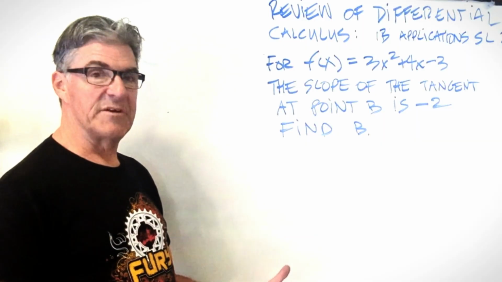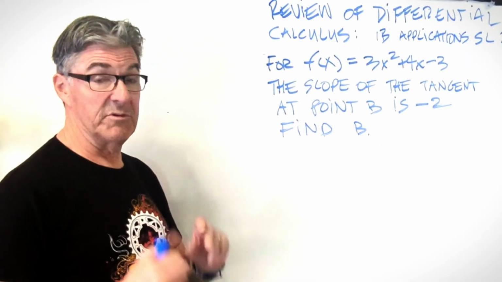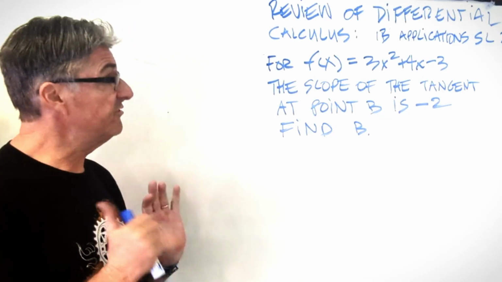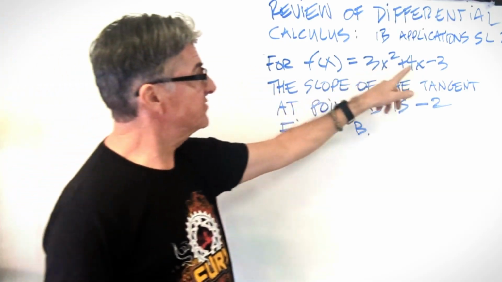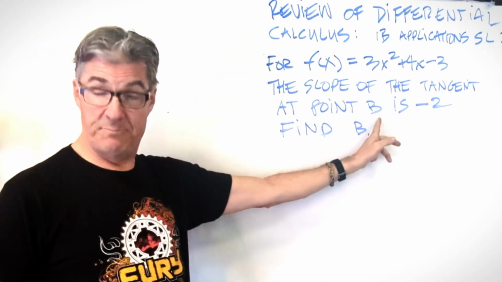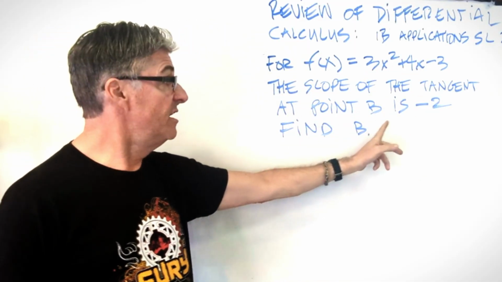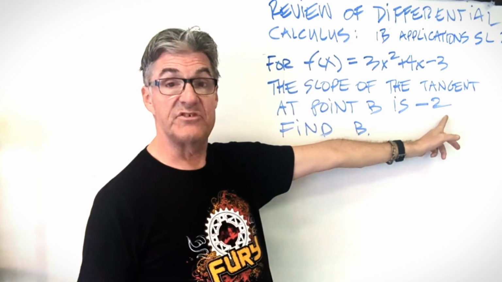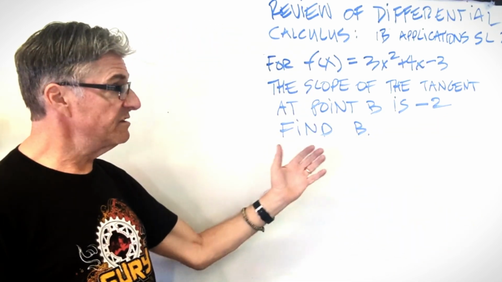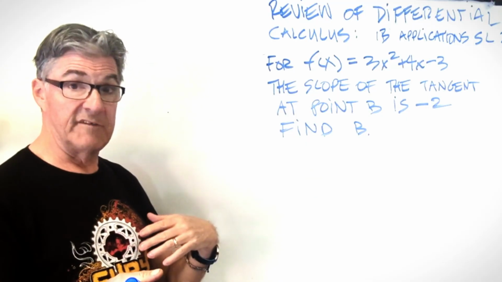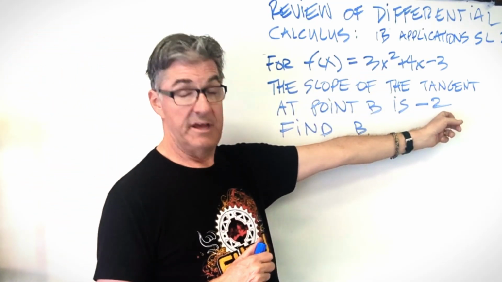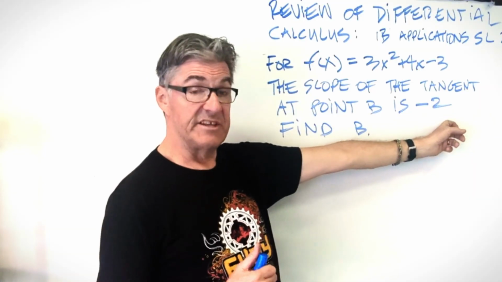All right, let's take a look at a problem. This is going to pull this together. We're going to do just about everything we talked about on that last big board. So for f of x equals 3x squared plus 4x minus 3, the slope of the tangent at point B, we don't know what that point is, but we know its tangent slope is minus 2. Find point B. Now, we're not given the x or the y coordinate of B. All we know is the function and the slope of the tangent line, minus 2, but we don't even know where that is on the function.